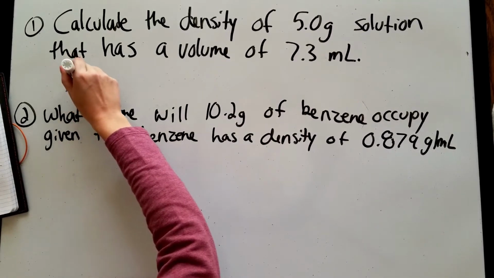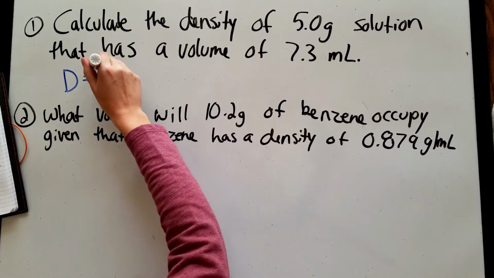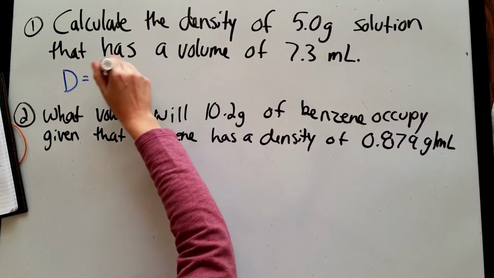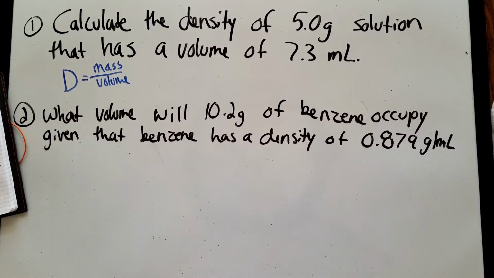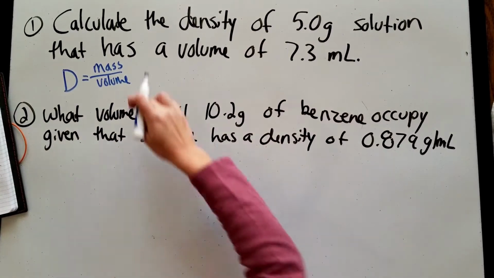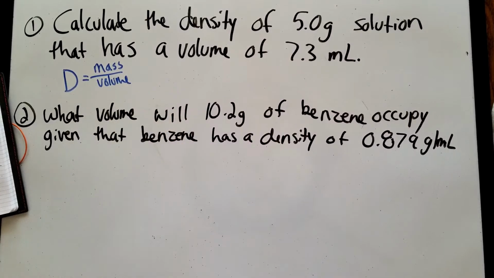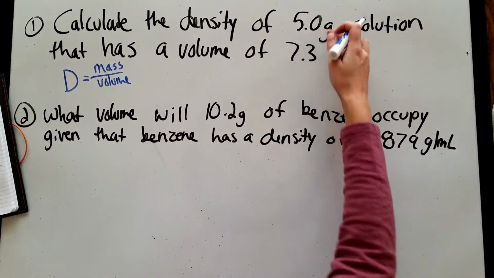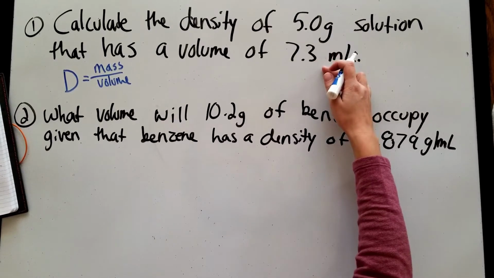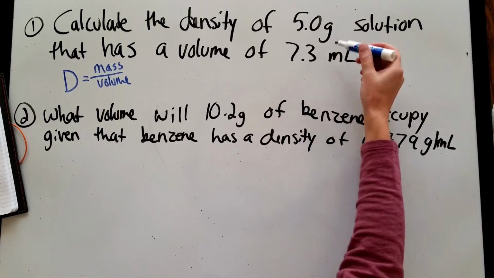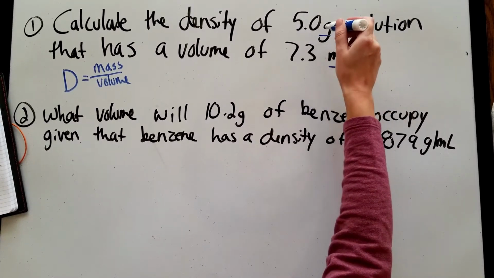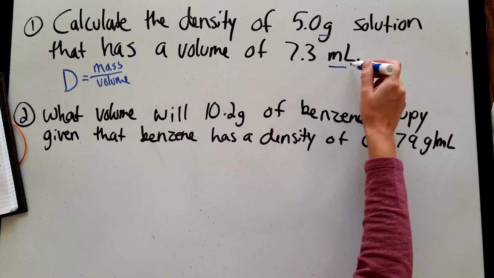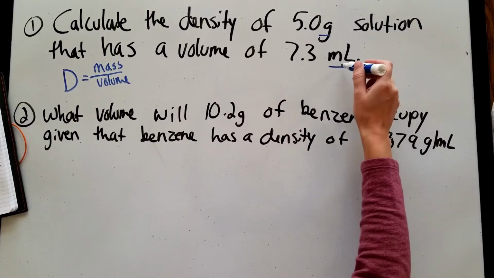So density, if you watch the PowerPoints, is equal to mass over volume. So if we're calculating density, we're going to need to take the mass and divide it by the volume. If it doesn't particularly tell you what these values are, you would be able to figure out which one is mass and which one is volume based off of the units. So g, grams, that's a mass. mL, that's milliliters, that's a volume.